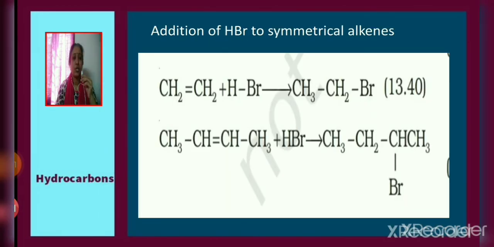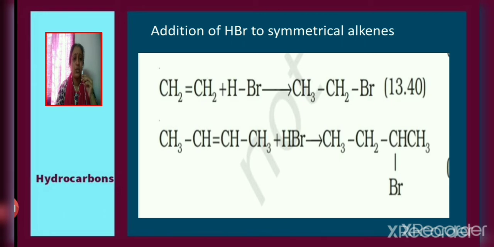Addition of hydrogen bromide to symmetrical alkenes. Ethene, CH2=CH2, and butene, CH3CH=CHCH3, are symmetrical alkenes. Now consider ethene. It reacts with hydrogen bromide to give bromoethane. Hydrogen bromide gets added across the carbon-carbon double bond.